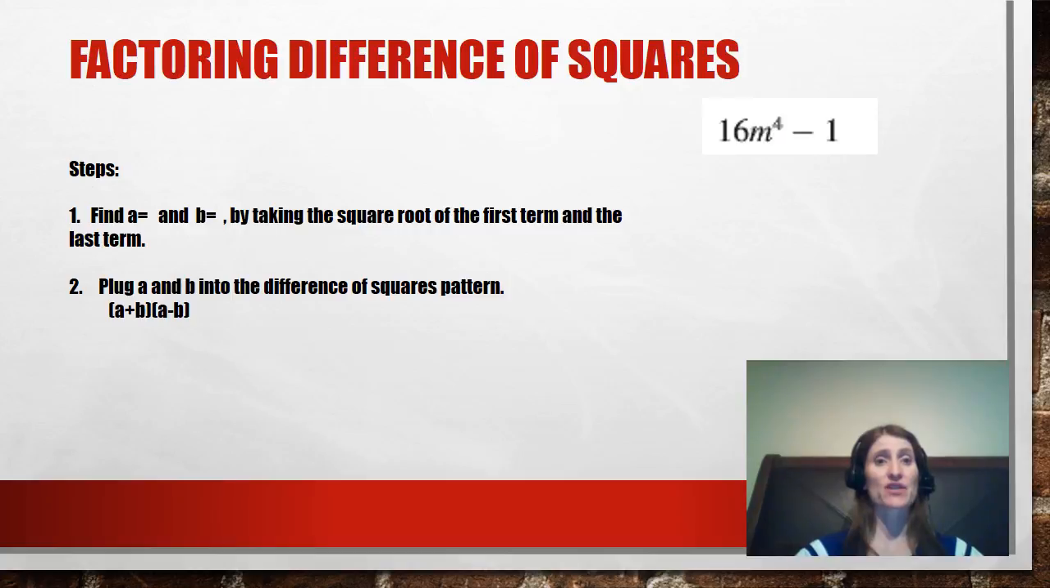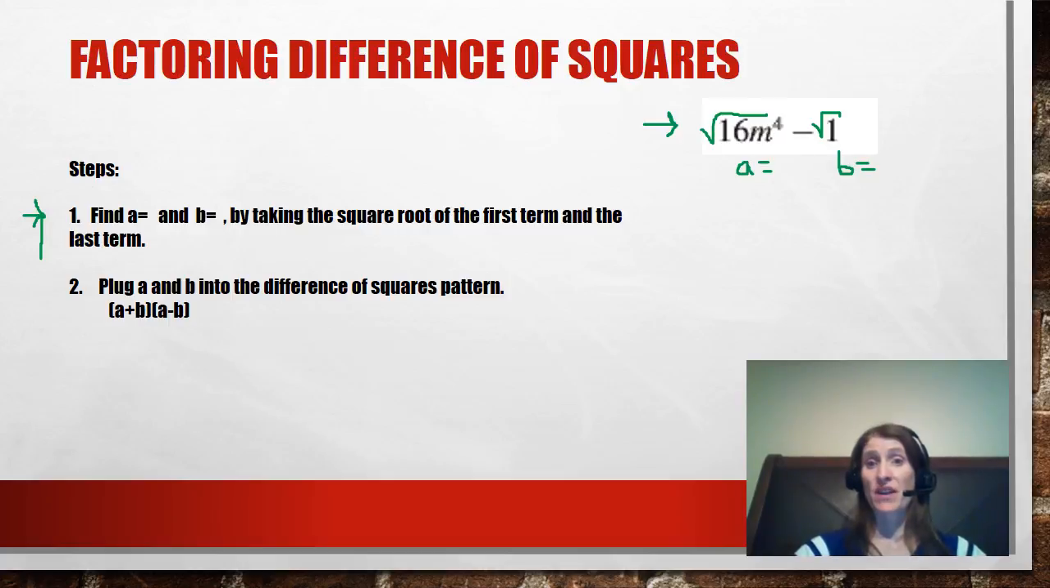When I look at factoring difference of squares, this is where I have something like this, okay? And you notice that our steps start out the exact same way. Our step is the same: find A and find B by taking the square root. I take the square root of the first term, and we don't have a middle term, so I take the square root of the last term. The first term will always produce our A, and the last term will also always be our B.